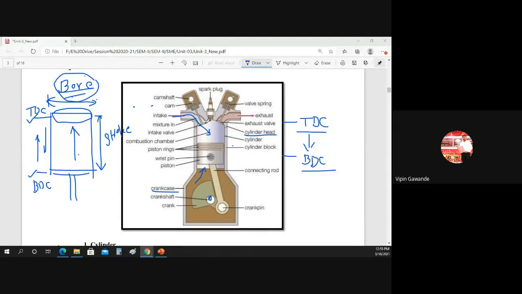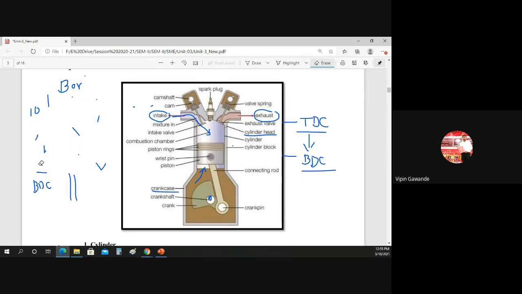Here there are the intake and exhaust ports, and on the cylinder head the inlet valve and the exhaust valve are mounted. This is given at the top, so that is mentioned on the top of the cylinder head.